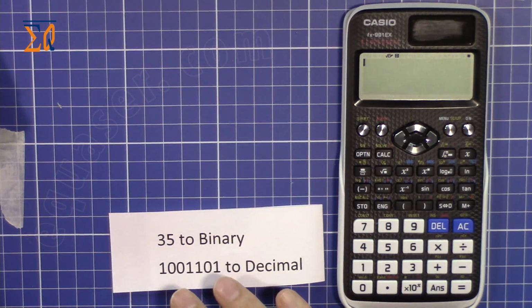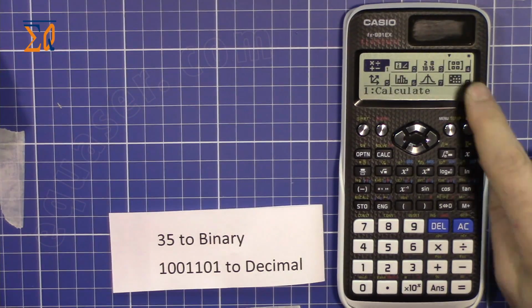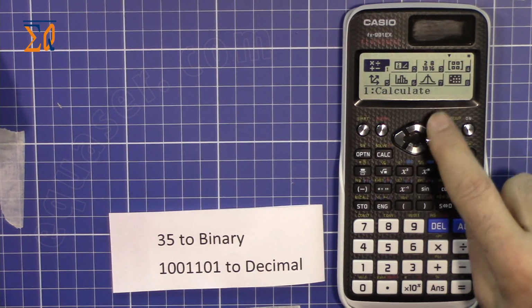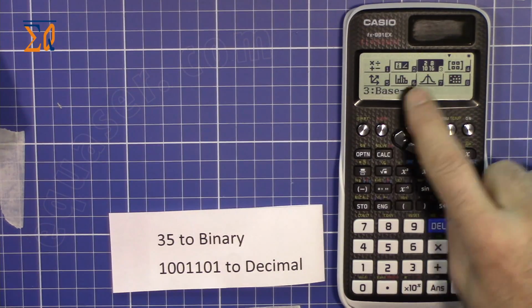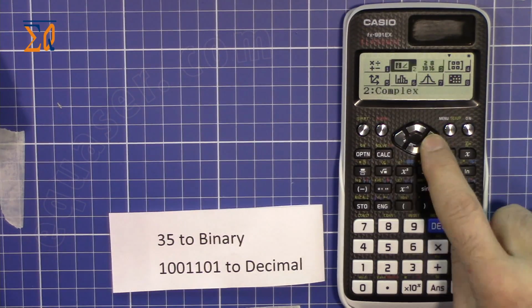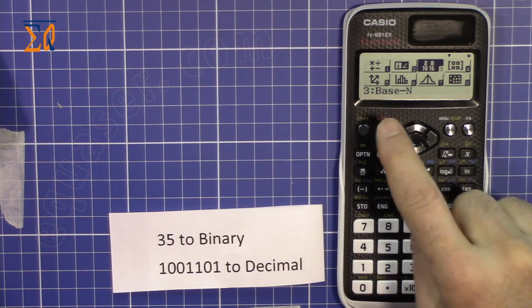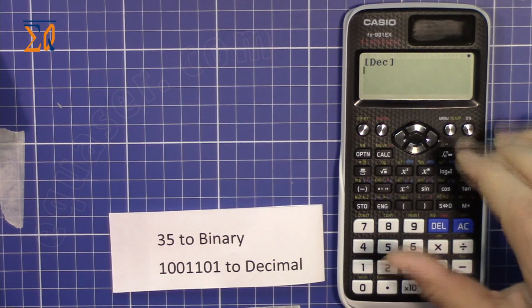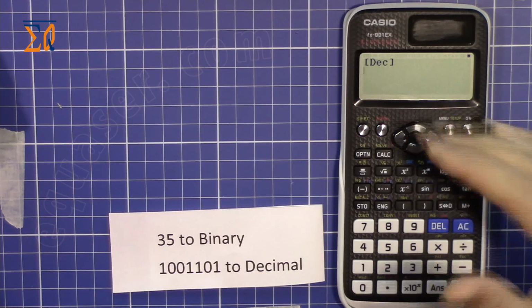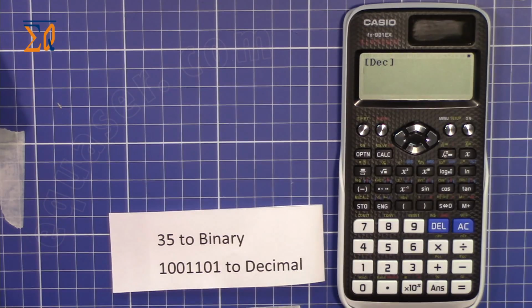To go into base mode for binary, decimal, hexadecimal, press menu. On the screen this has 2, 8, 10, and 16. So this is base-n when I bring it up with my left and right arrow, or you can directly press 3 to go for that option. I'm pressing equal sign, so pressing 3 or equal is the same. Now we are in this type of calculation. Now we are in decimal.